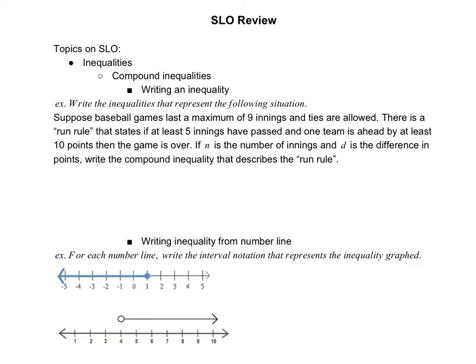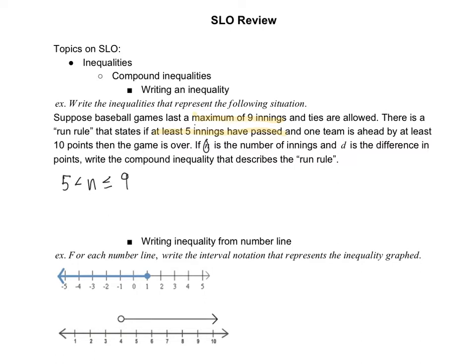So first, I'm going to write an inequality that has to deal with n, our number of innings. So I want to pick out the information that has to deal with innings. So we have that there's a maximum of 9 innings and at least 5 innings have passed. So what that tells me is that n has to be greater than 5 and less than or equal to 9.